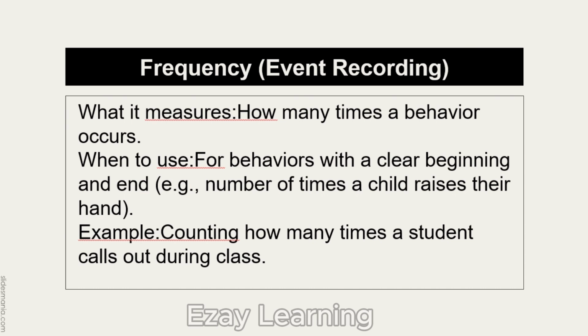When to use it: for behaviors with a clear beginning and end, because you are counting the number. For example, the number of times a child raises their hand. If a child is continuously crying again and again without any gap, there is no number of counts, there is no beginning and end. You cannot use frequency for that. You have to use it for clear beginning and end behaviors. Another example could be counting how many times a student calls out during class, which is a similar example.